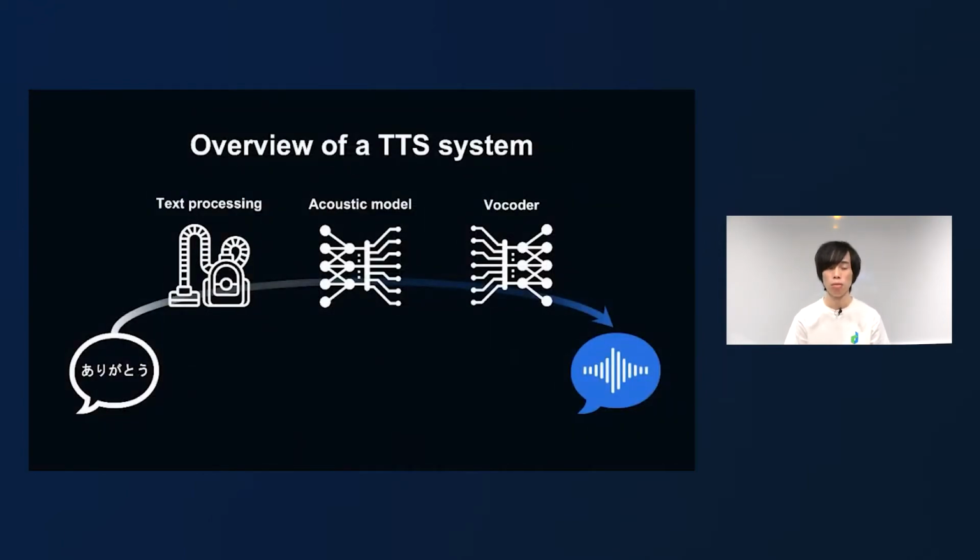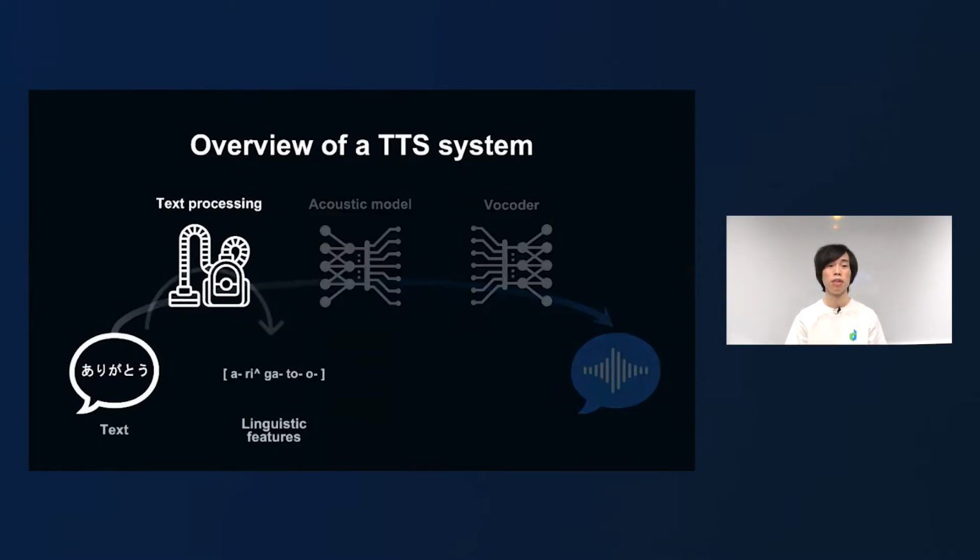Moving on to the technical topic, let me explain the technology behind TTS, text-to-speech. There are various types of TTS mechanisms, but this figure shows a relatively simple system that has become mainstream in recent years. There are mainly three components. From the left, text processing, acoustic model, and vocoder. I will explain each in order.